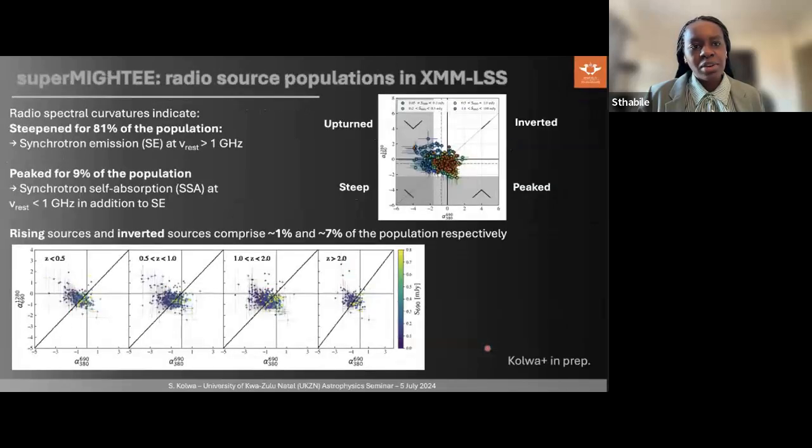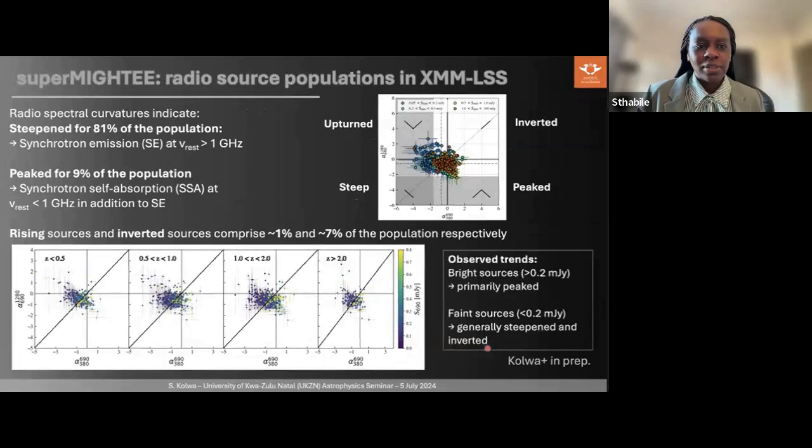And this is a preliminary result from a paper that I need to finish very soon, where I'm looking at spectral curvature, so looking at spectral indices in neighboring frequency bands and understanding the distribution of these different spectral shapes and how they correlate with galaxy properties. For instance, in this plot, we've got the spectral shapes as a function of source brightness, and we see the very bright sources are peaked. They have peaked shapes, and then the fainter sources tend to be generally steepened and inverted.